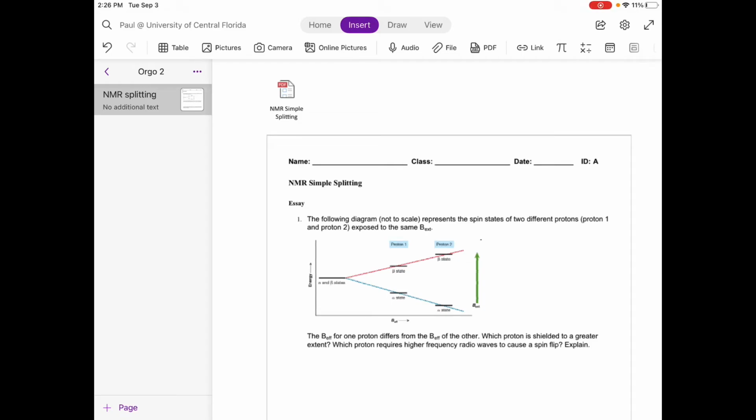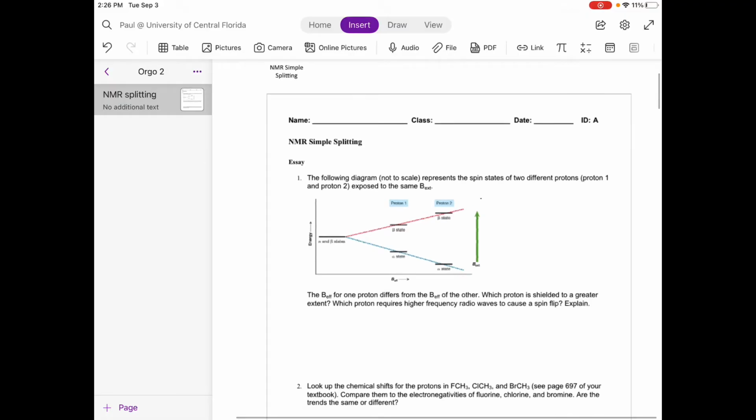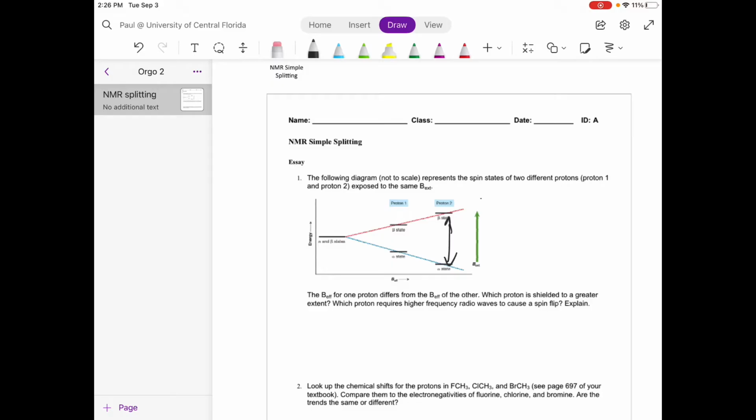Well, let's go through this worksheet that we went over in class. So the first question, the B effective for one proton differs from the B effective of the other, which makes sense because we see different gaps between proton 1 and proton 2.